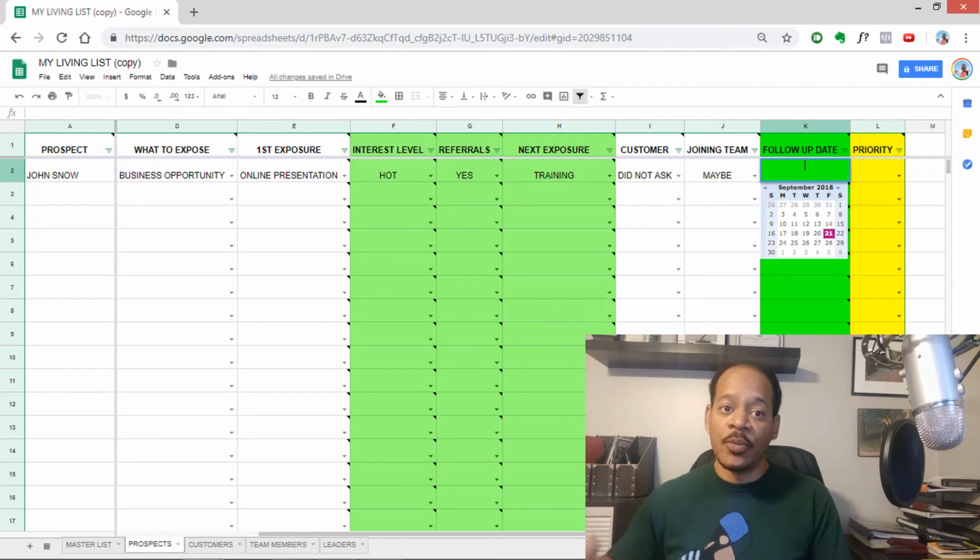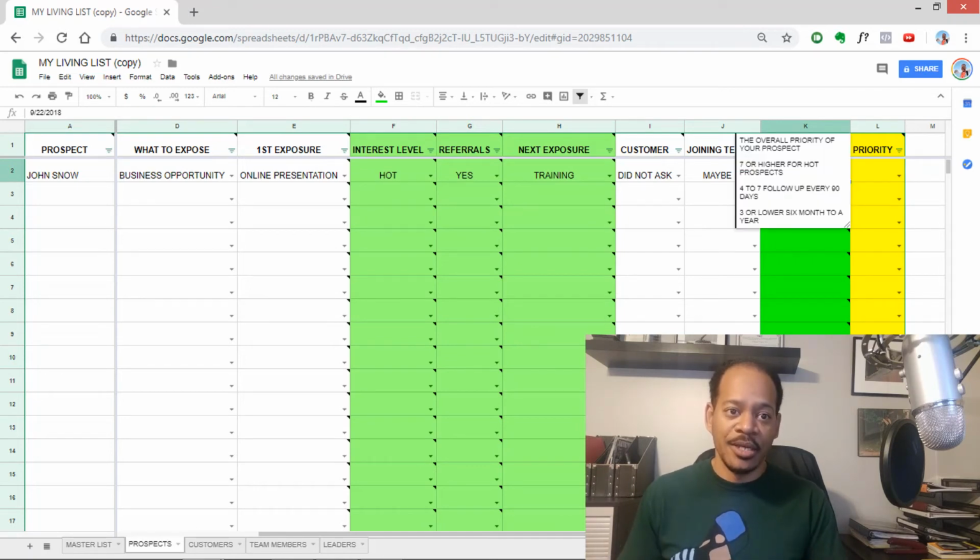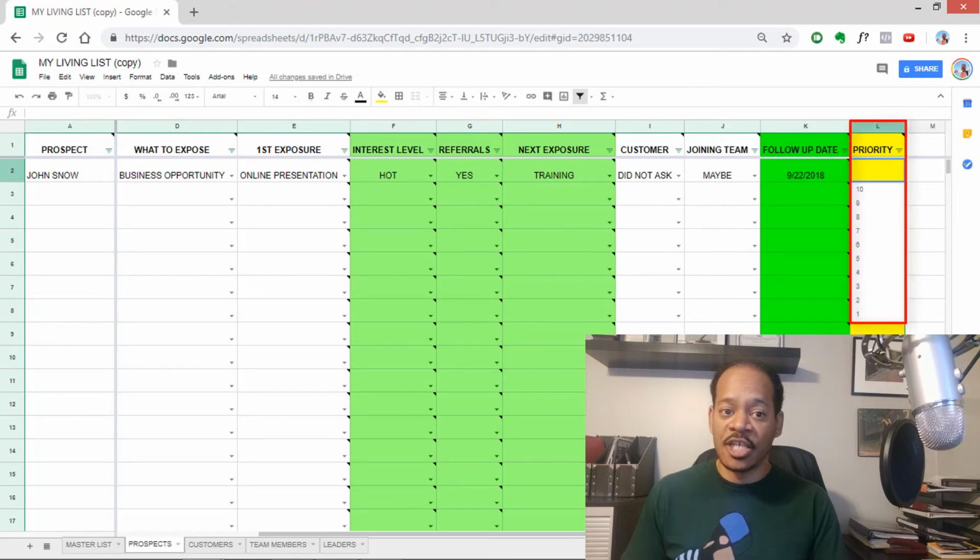Our follow-up date will be tomorrow because we always want to keep our momentum going and strike while the iron is hot. Now we've made it to our last column, priority. And just like with our master list, we want to prioritize our prospects from 1 to 10, 10 being the highest. Because remember, a prospect is someone who's expressed interest in our product, service, or business opportunity.